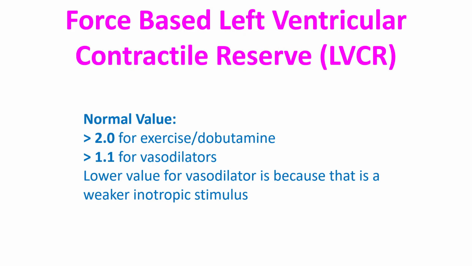Changes in force can be caused by microvascular and/or epicardial coronary artery disease. It can also be affected by myocardial scar, necrosis, or disease of the subepicardial layer. Normal value is typically more than 2.0 for exercise or dobutamine stress echocardiography, or more than 1.1 for vasodilators. Lower value for vasodilator is because that is a weaker inotropic stimulus. Vasodilator stress is often used during nuclear myocardial perfusion imaging like SPECT.